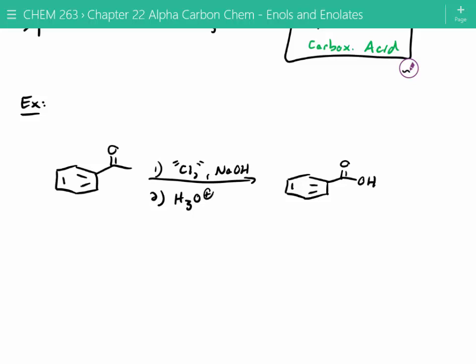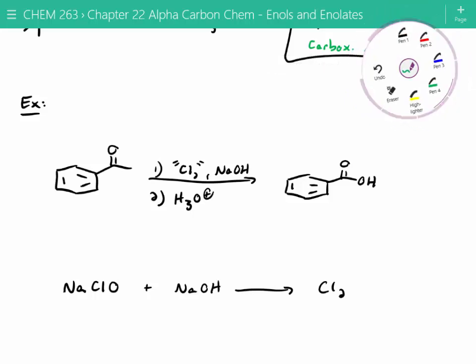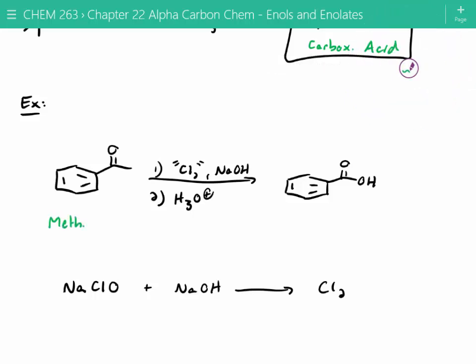We didn't give you guys each chlorine gas cylinders. How did we get chlorine? Bleach. So if you take NaClO plus NaOH, you can actually use that to make a small amount of chlorine in solution, and so that chlorine was what you guys used to do your own haloform reaction, and you guys converted your methyl ketone to a carboxylic acid.